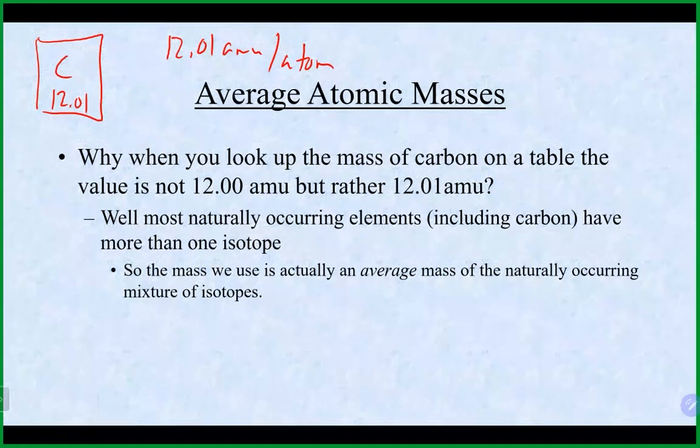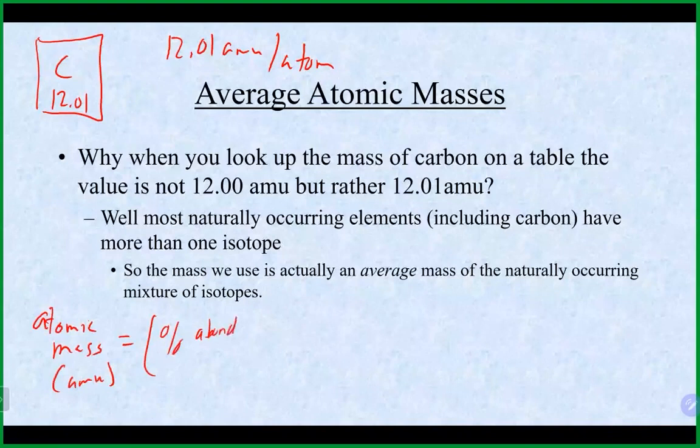There's actually a formula that you can use to calculate atomic mass using AMU. If you wanted to calculate the atomic mass of an element in AMU, you basically take the percent abundance, as it is sometimes referred to, of the first isotope, and you multiply it by the atomic mass of the first isotope.